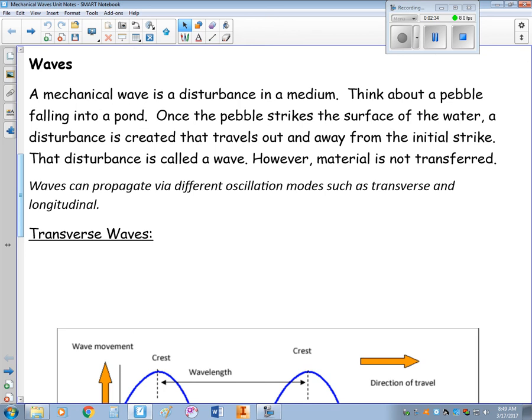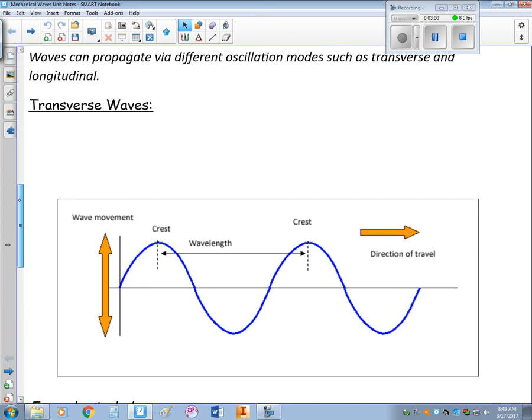Now, if you think about it, the water bounces up and down, but it's not like the water where the pebble first entered it. It's not like those molecules of water travel to the other side of the lake. It's just the disturbance that travels, not the material itself. So, waves can propagate via different oscillation models, such as transverse and longitudinal. The first type of disturbance is going to be a transverse wave. Here, the particle motion is perpendicular to wave motion.